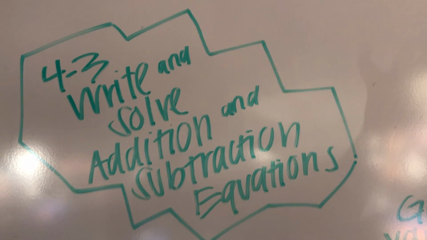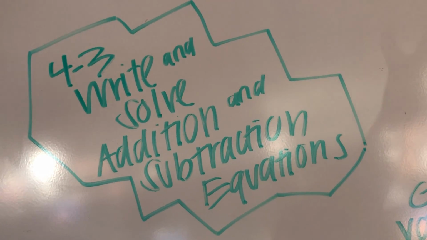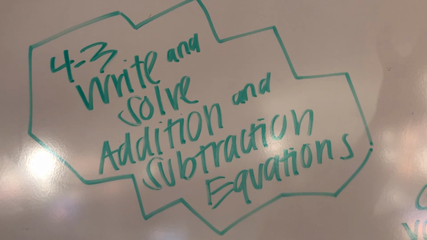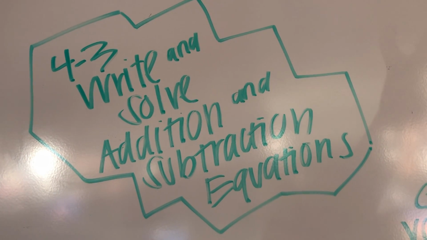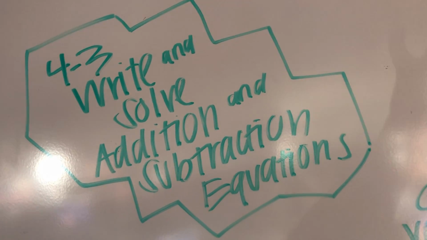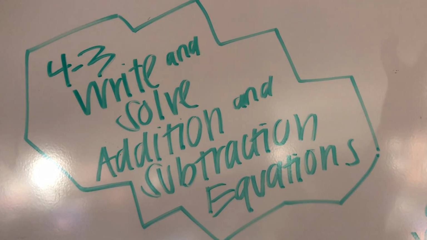Hey sixth graders, today's lesson is 4-3, which is writing and solving addition and subtraction equations. Now remember, for our equations, we have an expression, we have an equal sign, and we also have a value at the end of what it's going to be equal to. So all of these ones will be having two expressions on the different sides of that equal sign.